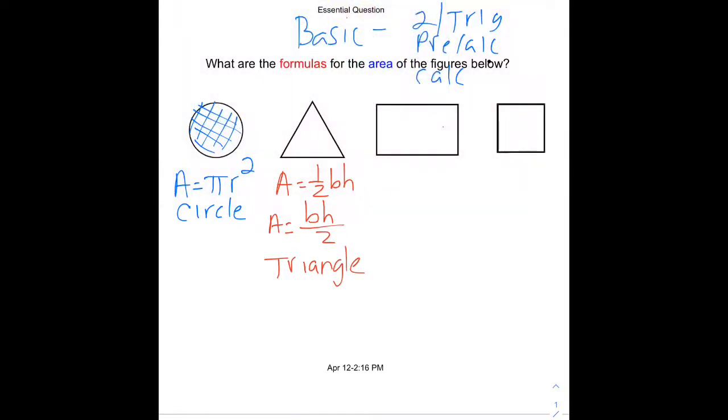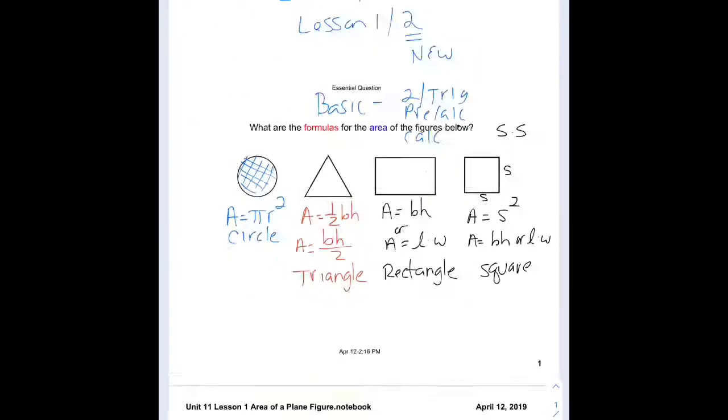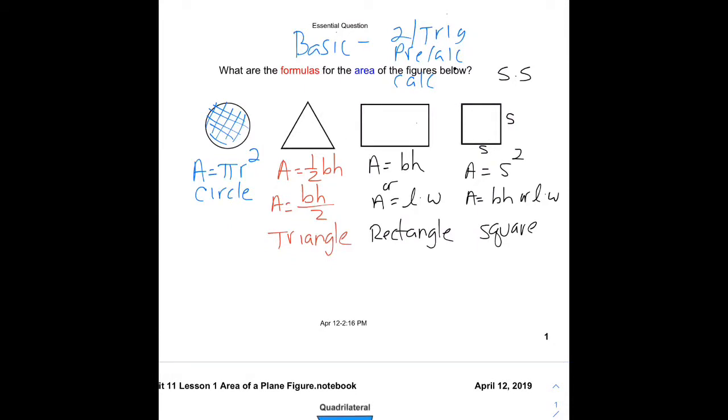When we look at a rectangle, the area is just base times height. Some students prefer length times width. Either works. And last but not least, the square. You're welcome to still use base times height or length times width. It works. But what is special in a square is that S for side is the same on both sides. So base times height is S times S, and another popular way of saying it is the side squared. Make sure you know those specifics.